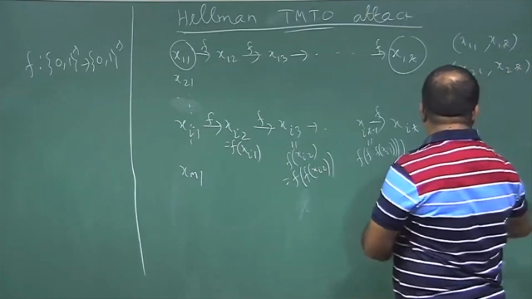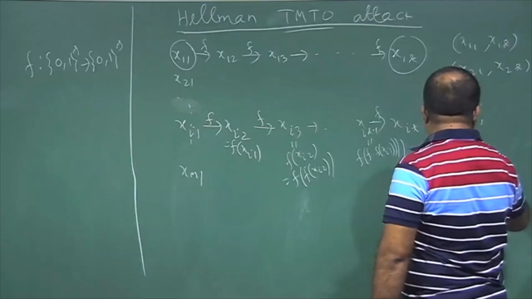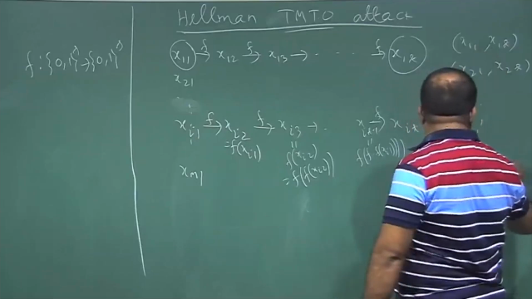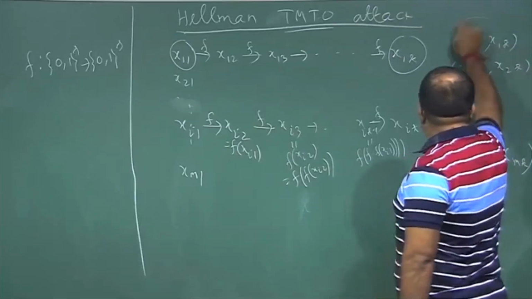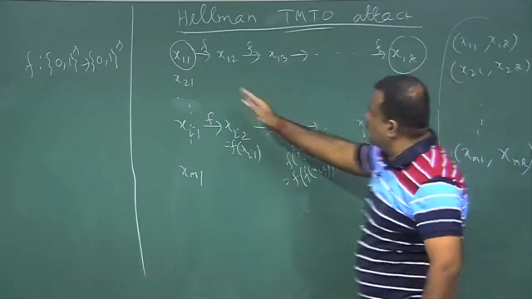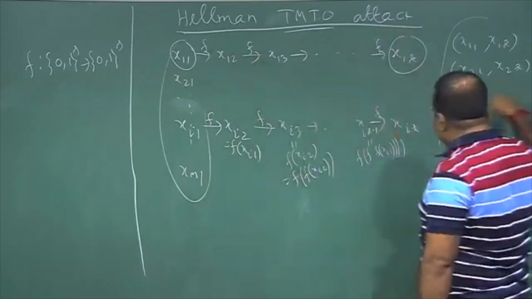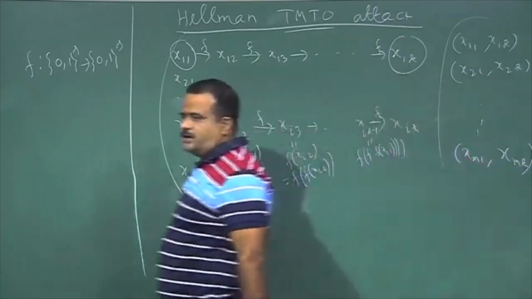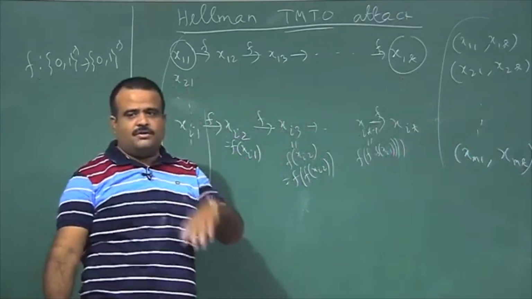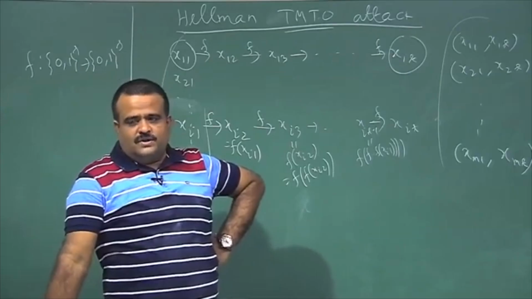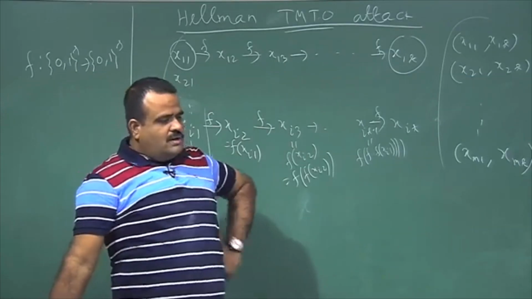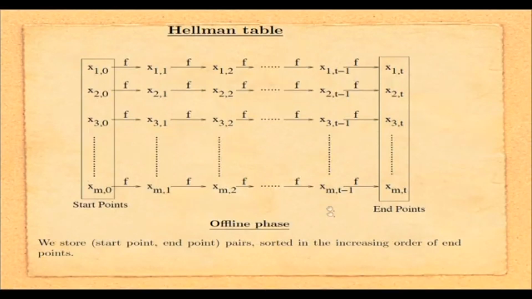And xm1, I mean in the slide it is from 0, xmt. So, we are not storing the whole table, we are only storing the start point and end point pair, in the sorted order of end point, so that search will be faster. If you have sorted order of end points stored, then the search will be in logarithmic time. So, we store the start point and end point pair in increasing order of the end point, so that we can do a fast binary search.